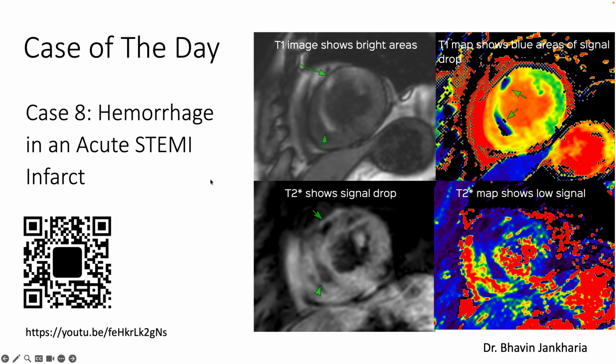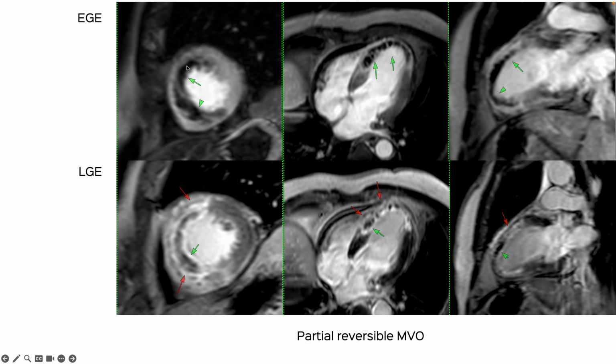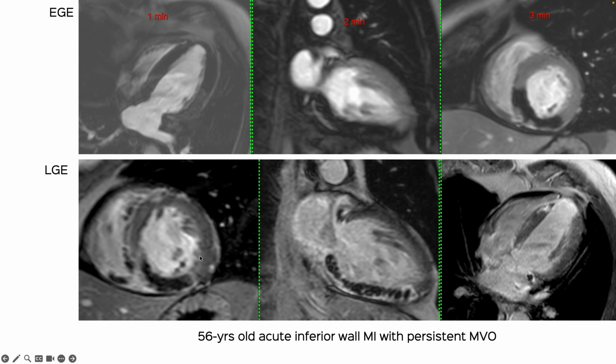I had done case 8 about 4 months ago, and again here it was all about hemorrhages in an acute STEMI infarct. But if you see the images from there, the early and the late GAD, this is also partially reversible, though there's still a significant dark core here, but it would be classified as partially reversible. And from the case at mricardiac.com that I referenced, I had shown there this inferior wall infarct, which is pretty much persistent. So this is persistent MVO, which carries a much poorer prognosis.